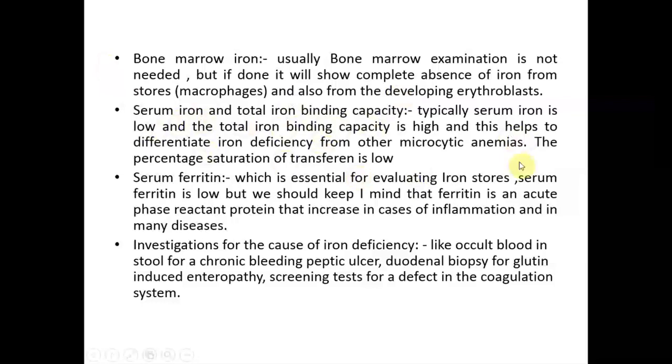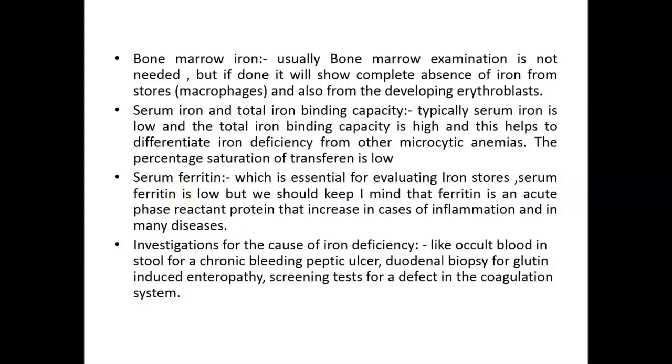Also, the percentage saturation of transferrin, meaning how saturated the transferrin is with the transported iron, will be low. To confirm further we do serum ferritin, which is essential for evaluating the iron stores. We said iron is stored either as ferritin or hemosiderin. If I measure the serum ferritin, I will find it low.